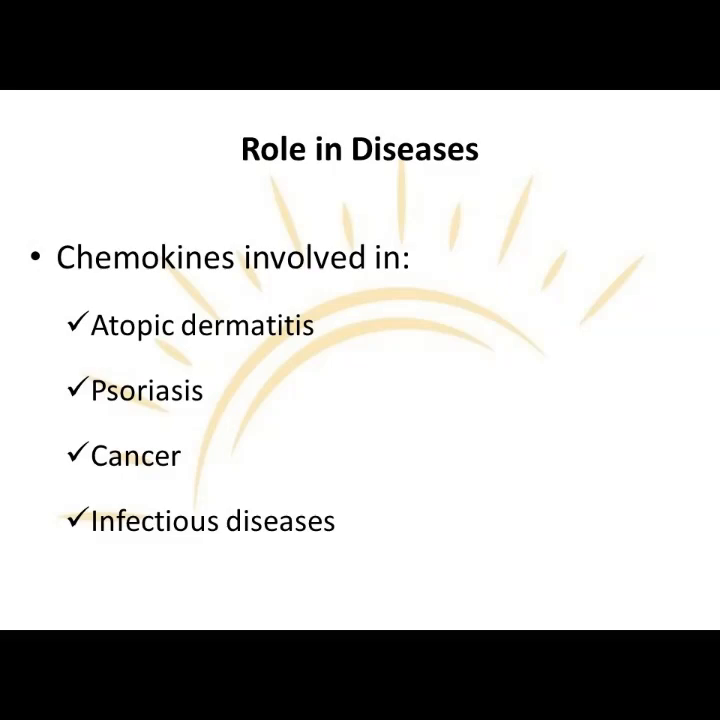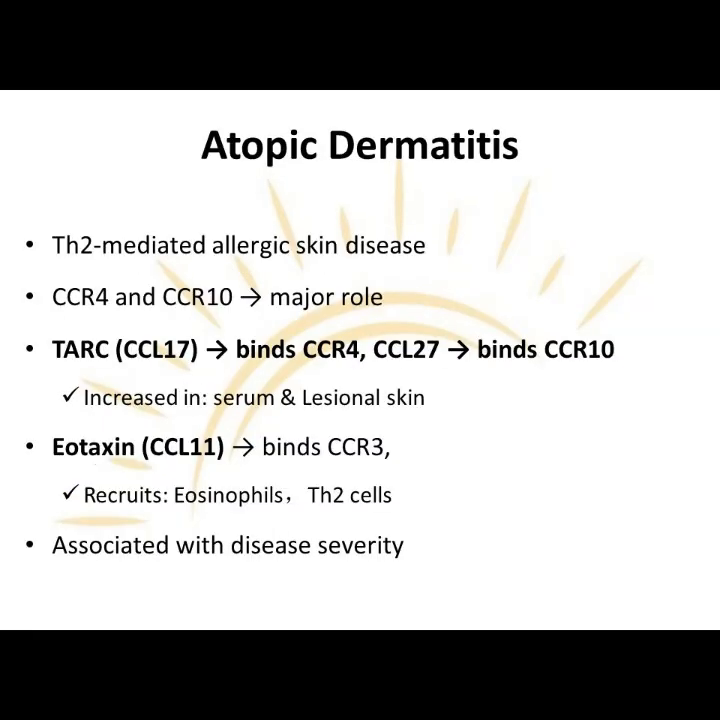Role in diseases. Chemokines are involved in diseases such as atopic dermatitis, psoriasis, cancer and infectious diseases. Atopic dermatitis. AD is a Th2-mediated allergic skin disease. CCR4 and CCR10 play a major role. TARC, CCL17, and CCL27 are increased in serum and lesional skin. Eotaxin, CCL11, binds CCR3 and recruits eosinophils and Th2 cells.